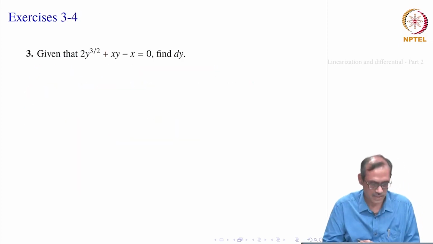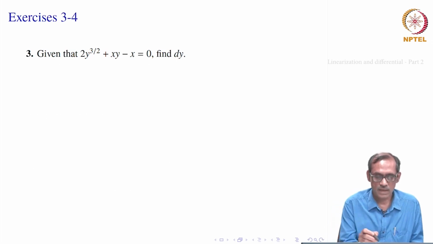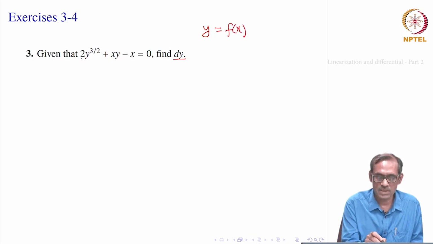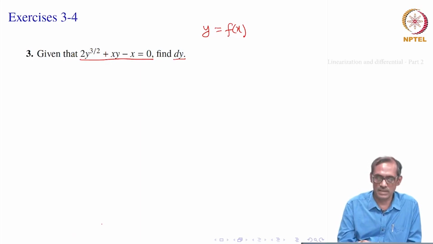So, let us take another problem. Here we are finding the differential. Given that 2 into y to the power 3 by 2 plus x y is minus x, find the differential dy. So, that means the function is implicitly defined, which is y equal to f of x, and the implicit definition is given by this equation. We want to find the differential.